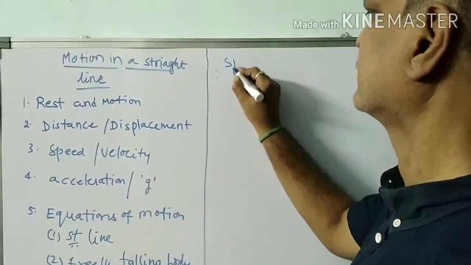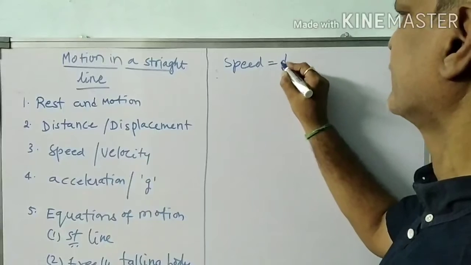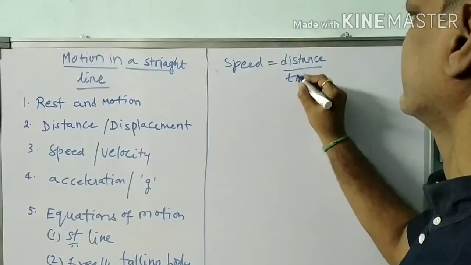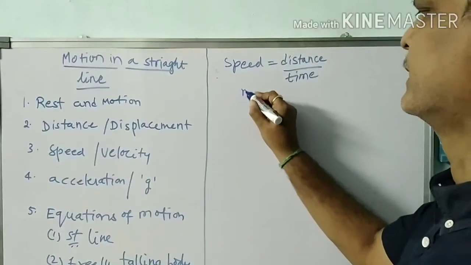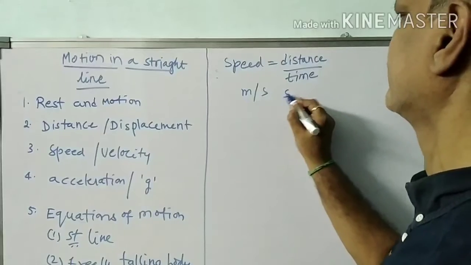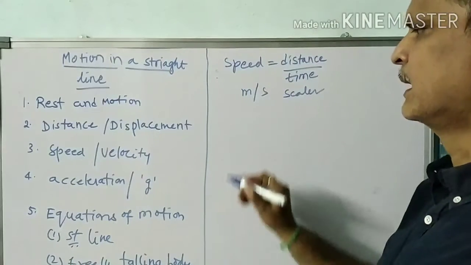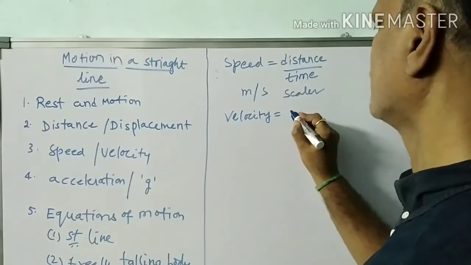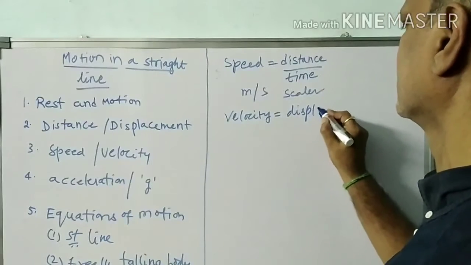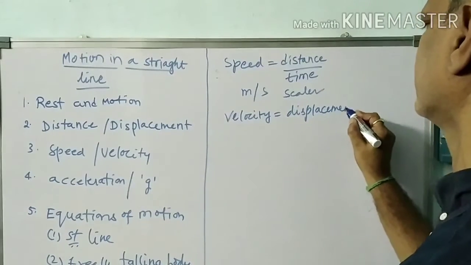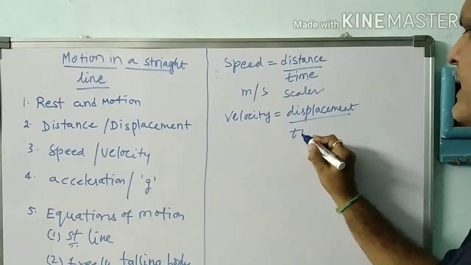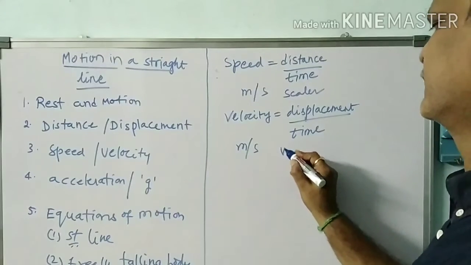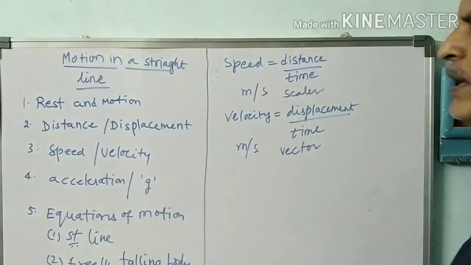Now, when we have an idea about distance and displacement, we go for speed. Speed is distance by time. So distance travelled per unit time is called speed, and its unit is meter per second, and it is a scalar. And velocity is the ratio of displacement by time. Displacement by time is velocity. It has the same unit, meter per second, and it is a vector.